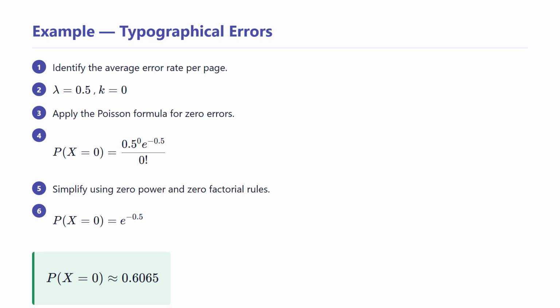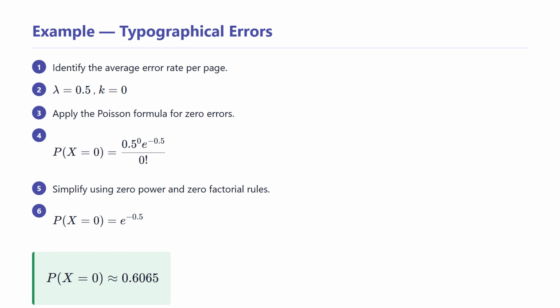Let us look at another practical example to solidify this. A printed textbook averages 0.5 typographical errors per page. If a student opens to a random page, what is the probability it has absolutely 0 errors? We model this as a Poisson process over the continuous space of a single page. Our rate, lambda, is 0.5, and our target, k, is 0. We plug these into the formula.